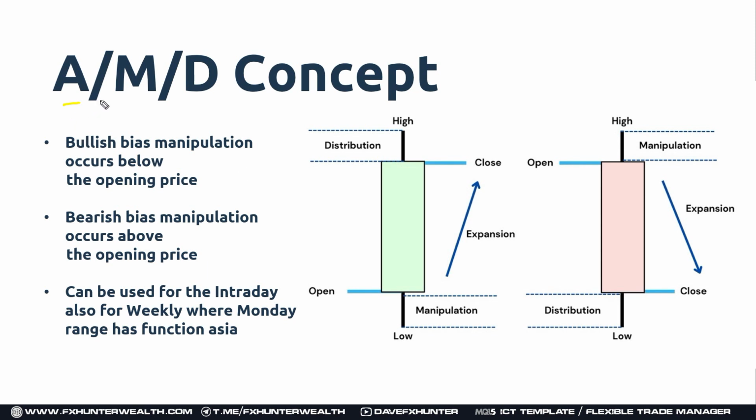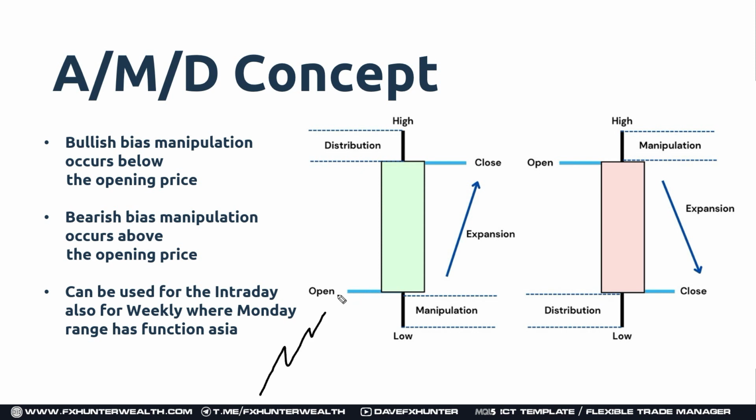So accumulation, manipulation, distribution concept, right? So you have a bullish bias and manipulation occurs below the opening price, right? And if you have a bearish bias, manipulation occurs above the opening price, right? Can be used for the intraday, also for the weekly, where the Monday has the range function as Asia, right? So I will explain this a little bit later. So right now what we have in here is basically simple. We have an open price which is fixed because we know it by a time, right? That's what is included in the ICT template. We know the time when the price opens, right?